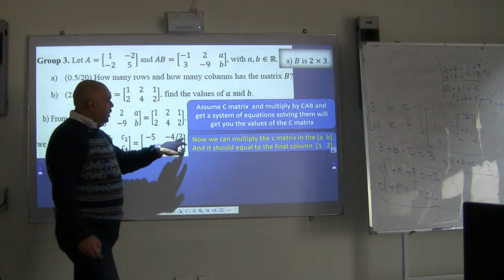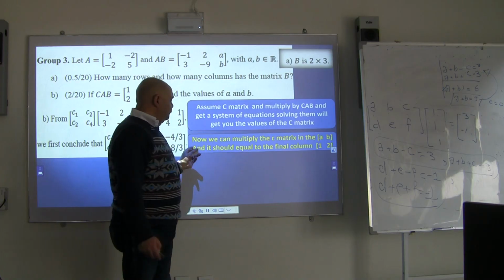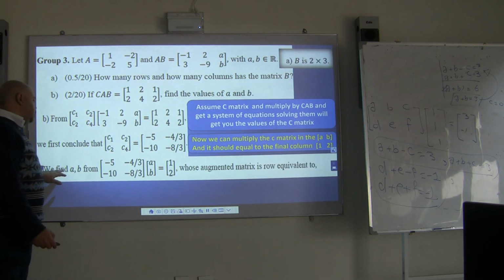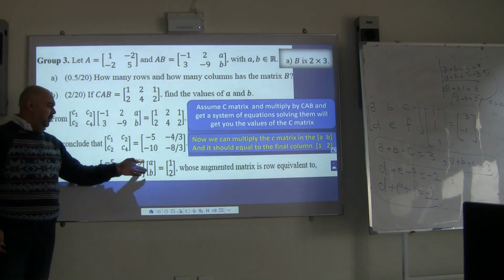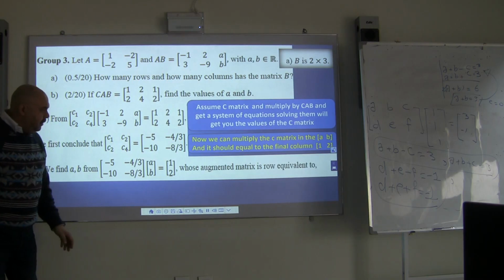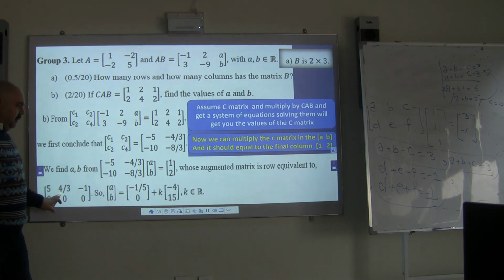As I told you, now we can multiply the C matrix in the AB column, which should equal the final column 1 and 2. Once more, I will multiply the C matrix by A and B. The result will equal 1 and 2, whose augmented matrix is row equivalent to this matrix.